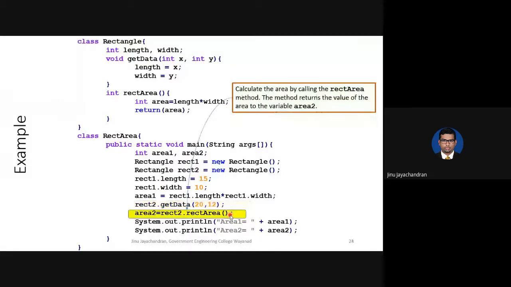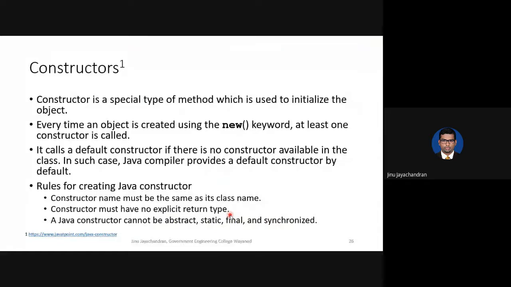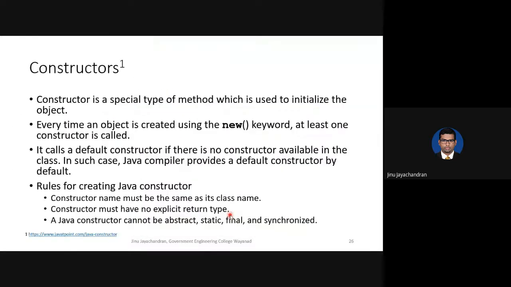And then for calculating the area, instead of directly accessing length and width, you are calling the function rect area, which will return you the area of the values that you have passed, which will be printed using System.out.println. Okay, so this is a simple program where you have created a class called rectangle, which is used to assign the values of length and width and to calculate the area. Okay, so this is a simple program.